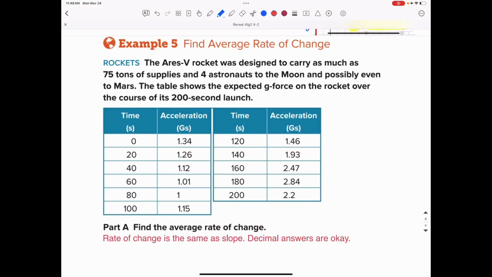Our last example is a review on how to do average rate of change. Average rate of change can be done on any type of curve. It doesn't have to be just quadratic equations like we've done in the past.